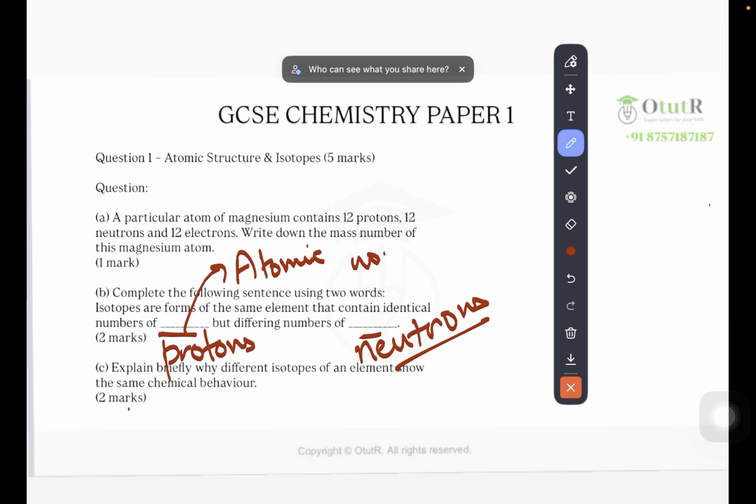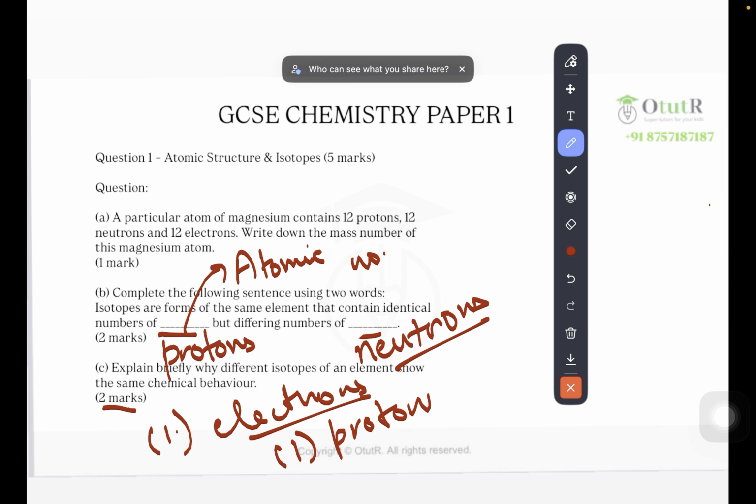Next, explain briefly why different isotopes of an element show the same chemical behavior. The chemical behavior depends on the arrangement of electrons, and they have the same number of electrons. So 1 mark for the same number of electrons and the chemical behavior depending upon the arrangement of electrons. Next, isotopes have the same number of electrons because they have the same number of protons as well. So this is for another 1 mark. It's a 2 mark question, therefore we need 2 strong points for it.